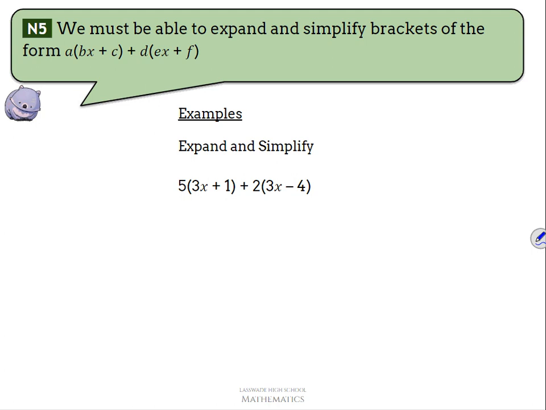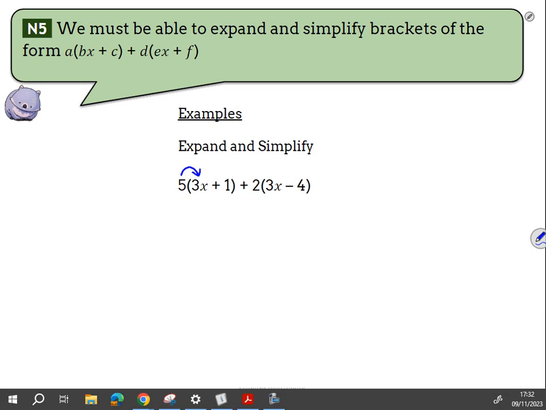So we start by multiplying whatever's on the outside of the first bracket with the first term. So 5 times 3x is going to give me a 15x. And then that 5 multiplies the next term in that bracket. So 5 multiplied by positive 1 will be plus 5. That's everything in the bracket multiplied.